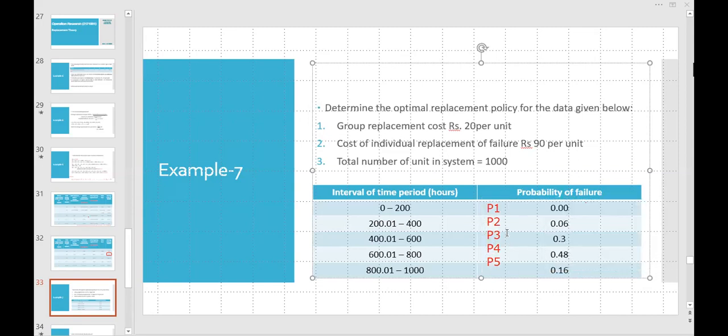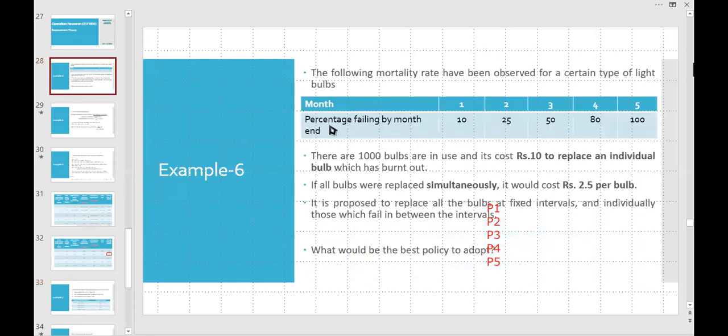So just note this down, probability. In the previous case, we were given the data like this. It was data of percentage failing by month, not the probability.